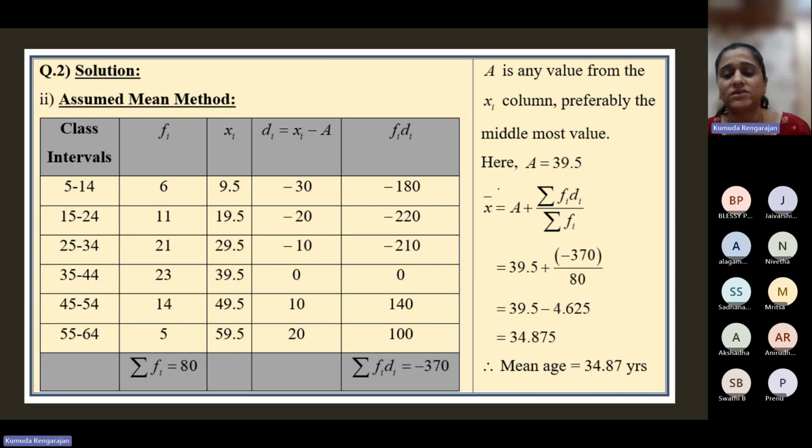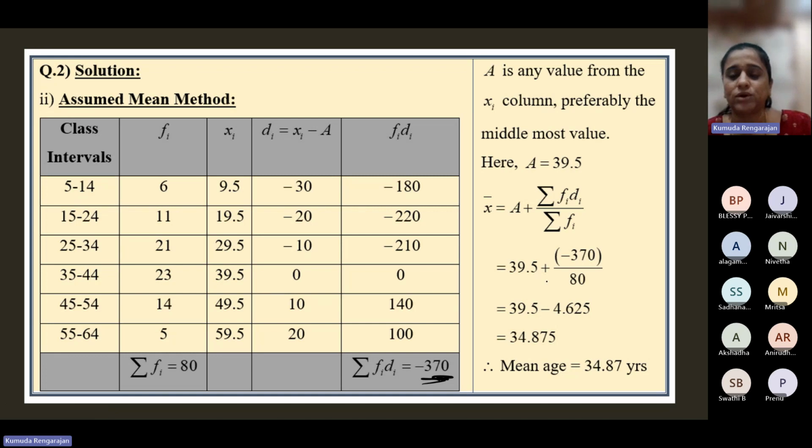Now the formula says x bar is equal to A plus sigma fi di by sigma fi. Oh, we have to find sigma fi di. So what is that? The total of the fi di column, divided by the total of the fi column. So use the values in the formula and calculate.